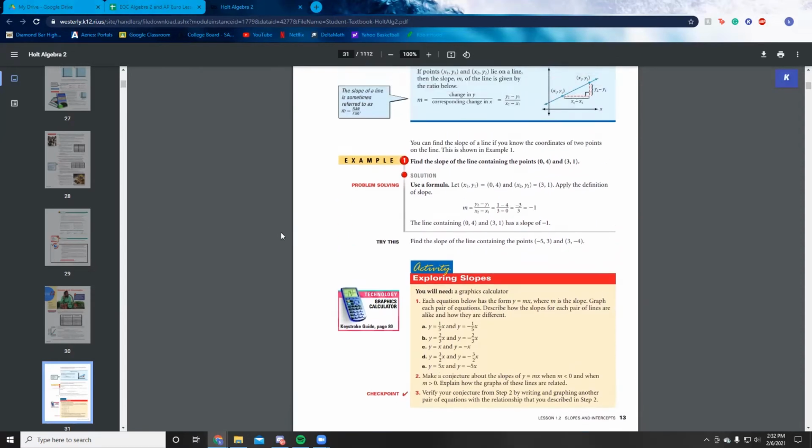Okay, so let's look at example number 1. They said find the slope of the line containing the points (0, 4) and (3, 1). So you use the slope formula, which is y2 minus y1 over x2 minus x1. What I personally do is I treat this as my x2 and y2, so I use this first. So I'll put 1 minus, this is your x1 and y1, right? So 1 minus 4 over 3 minus 0, which gets negative 3 over 3, which simplifies to negative 1.